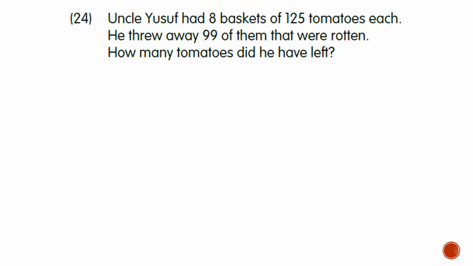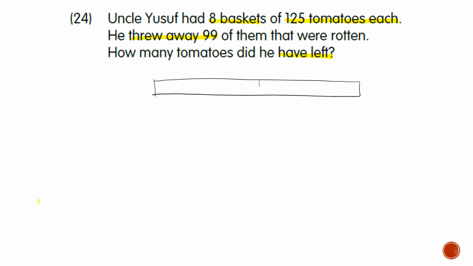Okay, Uncle Yusuf had 8 baskets of 125 tomatoes each. Okay, so again, each basket has got 125 tomatoes, like a grouping concept again. He threw away, that means minus, 99 of them that were rotten. How many tomatoes did he have left? Again, there are two parts to this question. First line, you have to draw the model first.